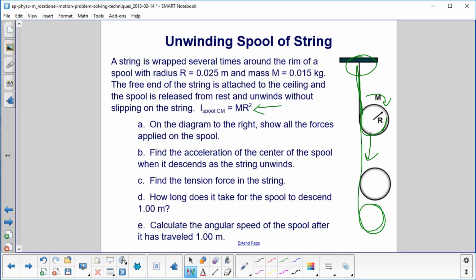Okay? Find the tension force in the string. Then how long does it take for the spool to descend 1 meter? So obviously there's at least 1 meter of thread on the spool. And then calculate the angular speed of the spool after it has traveled 1 meter.